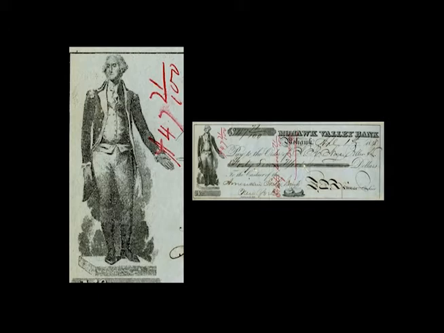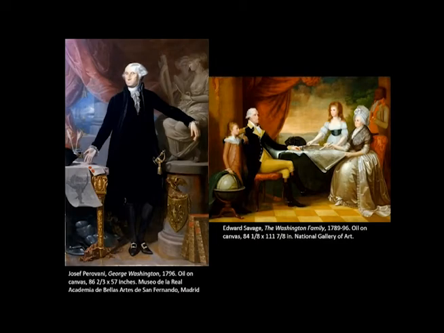Joseph Paravani's George Washington and Edward Savage's The Washington Family highlight the president's involvement in risky enterprise. Paravani and Savage's pictures, more specifically, foreground Washington's management of a major speculative venture, the development of the new national capital, or as it was known in the moment, the federal city.